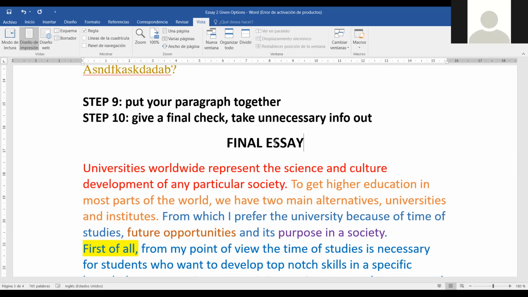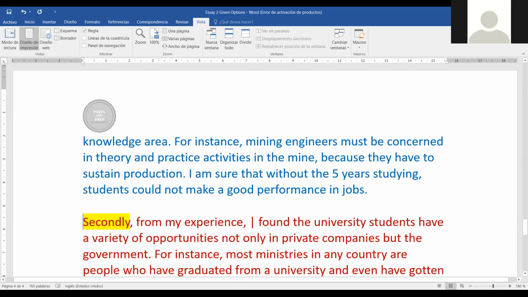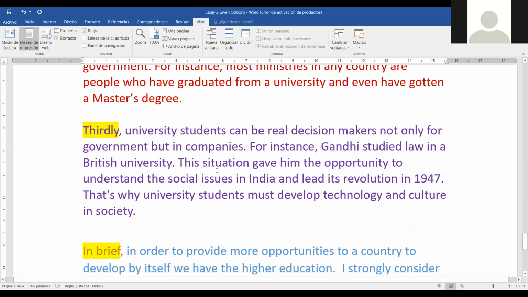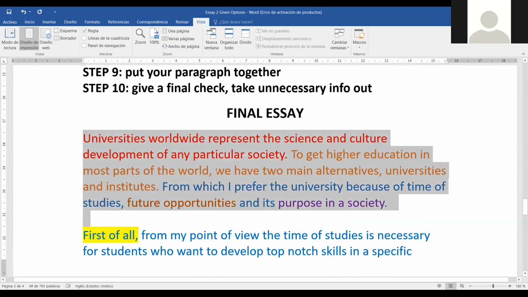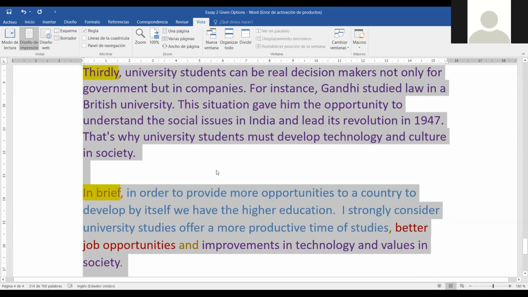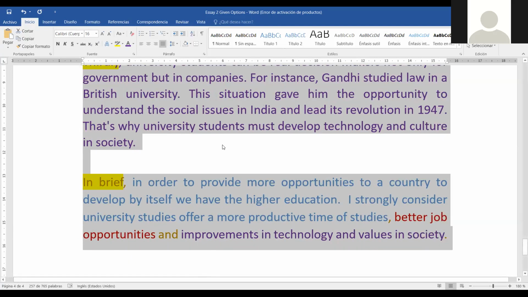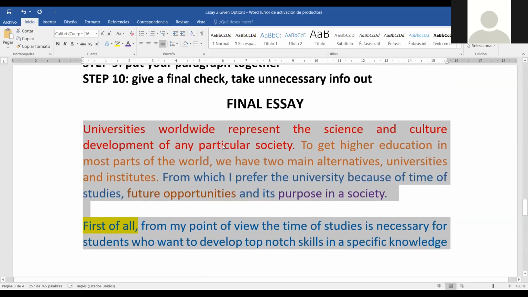So this will be my final essay. But remember, always in the exam, be careful with the time and read it before you submit it. Probably you will need to change things. I know time is very short and probably you won't have time to read it again, but that's the idea that you practice, practice, practice until it is automatized. And then if it is automatic, you will have time to give it a final check.